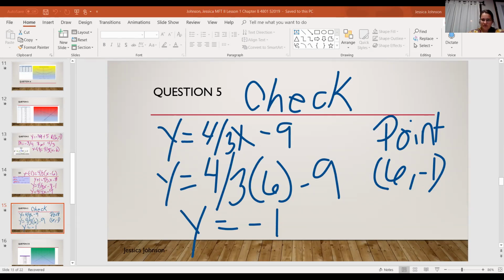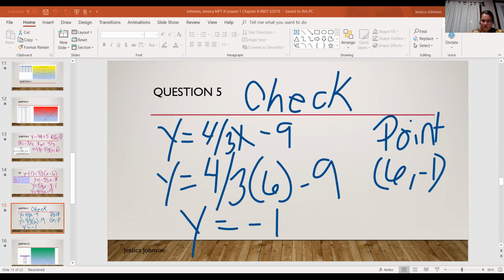And you can label them if you would like. Y minus 15 equals 4/3 times x minus 15. We're going to use the distributive property. 4/3x minus 20. Let me come down for some more room real quick.